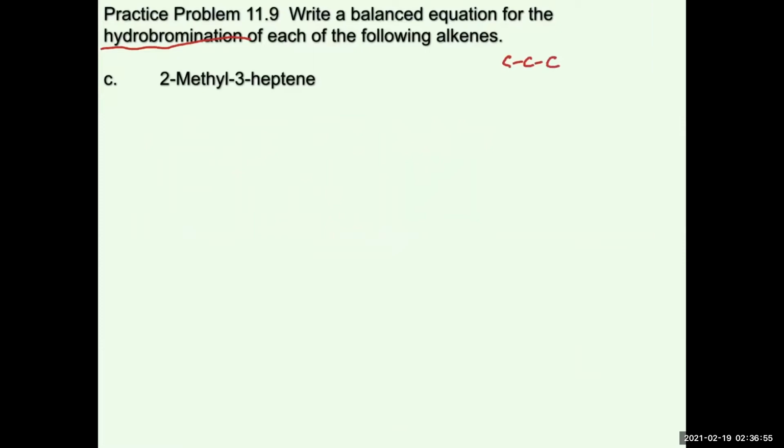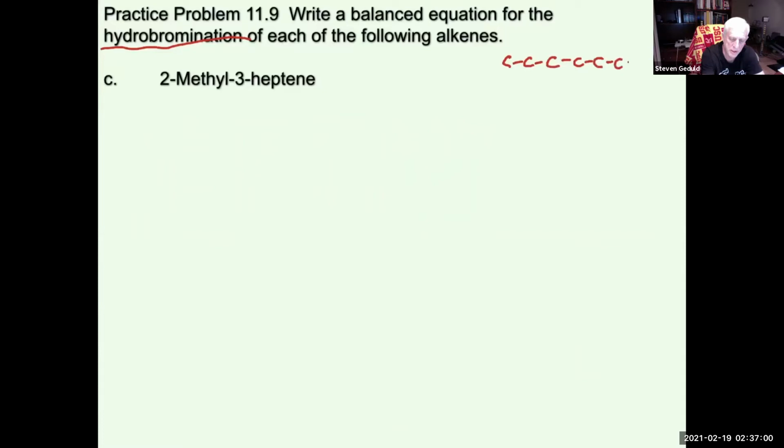7 carbons. Perfect. 3, 4, 5, 6, 7 carbons. At number 2, there's a methyl group. A methyl is 1 carbon. And at number 3, there is a double bond. There's only 1 double bond because there's nothing in front of it that says di or tri or tetra or penta, and there's only 1 number in front of it. So we know there's only 1 double bond.